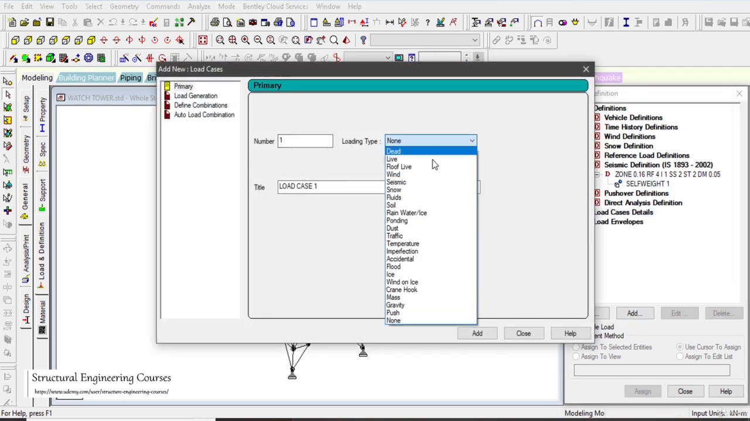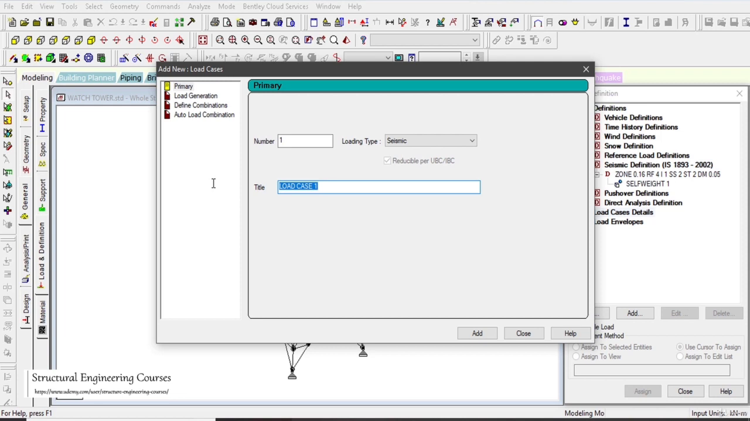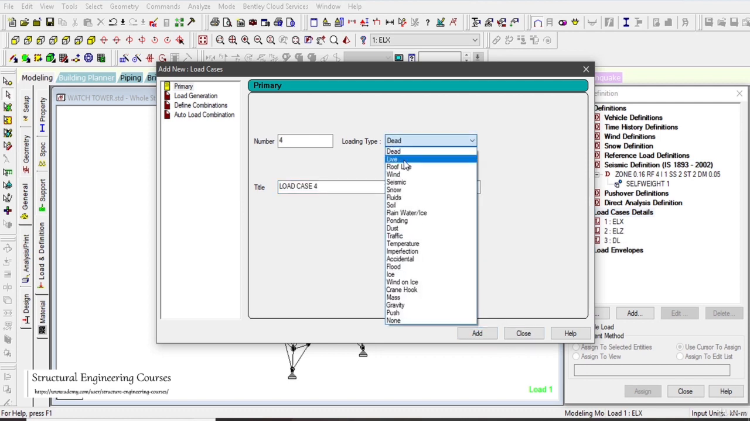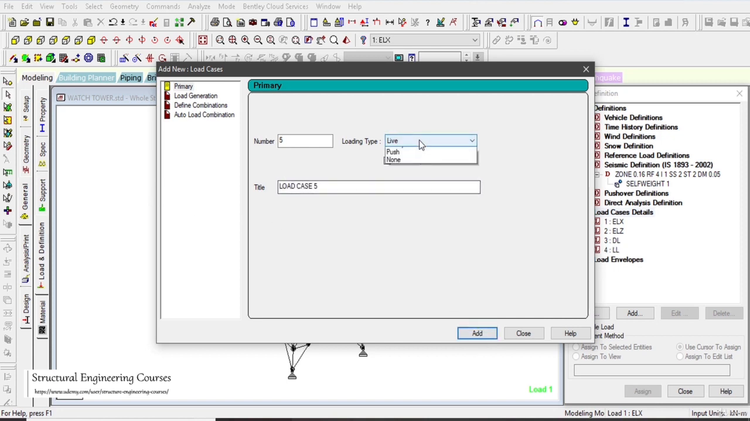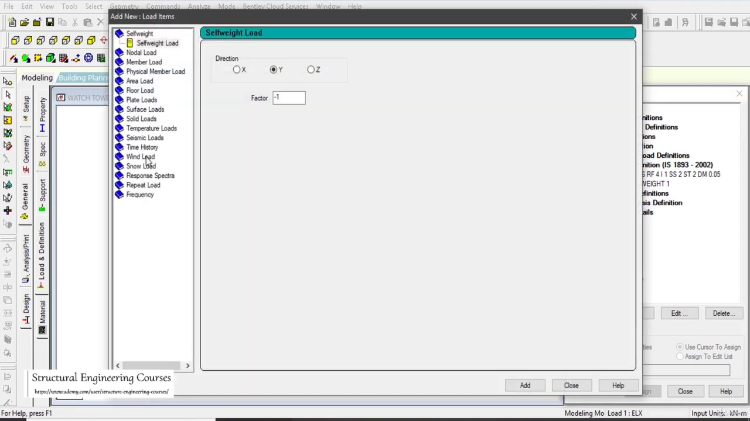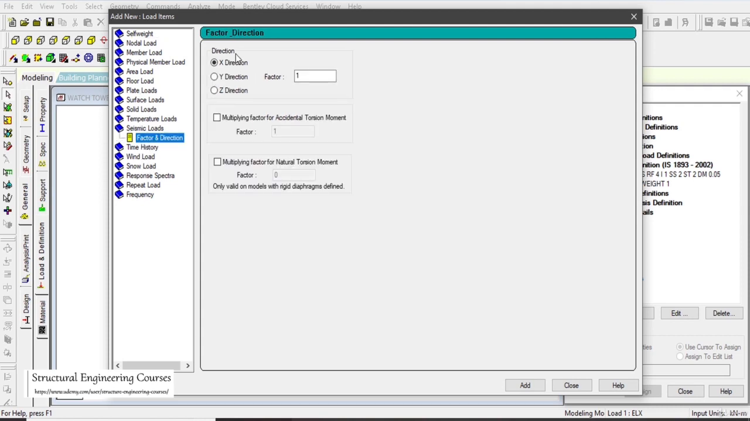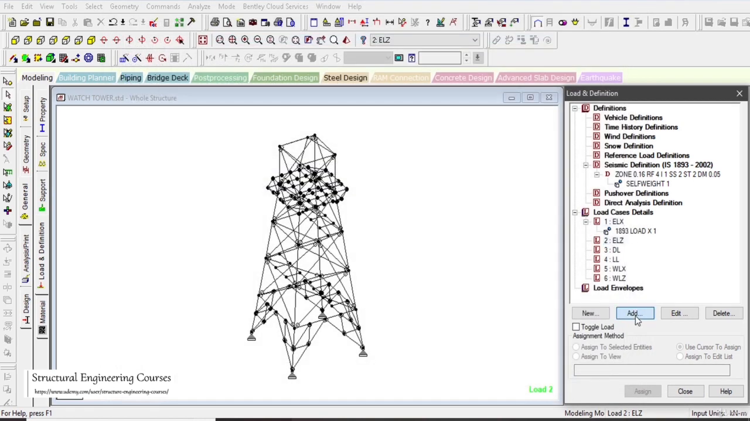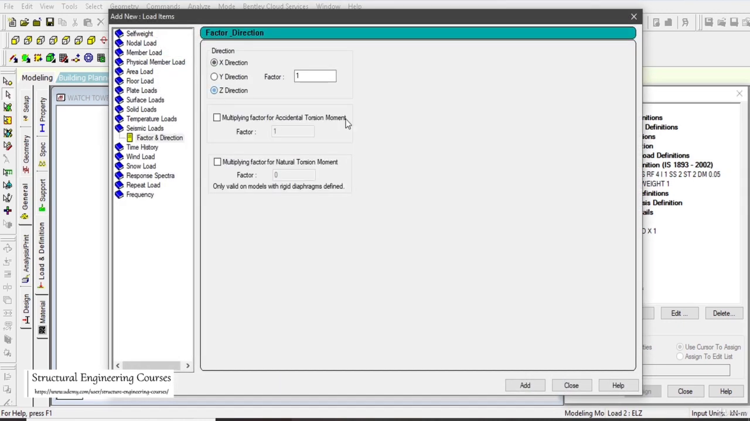We can enter seismic ELX, ELZ, then we select dead load and live load, and after that the most important load, that is wind load, WLX and WLZ. So we left click on ELX, go to the seismic loads option, and X direction is 1. Similarly we go with ELZ, seismic load, Z direction is 1.